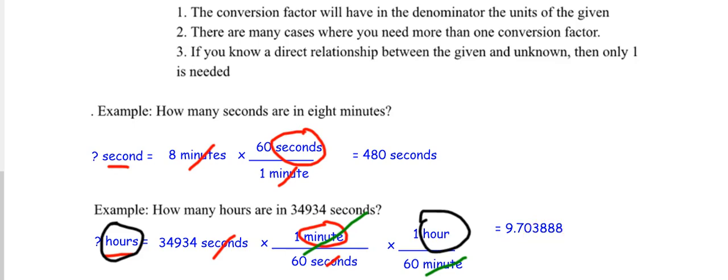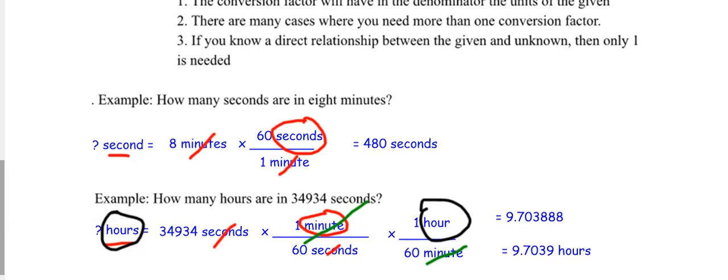Do I need to round up? Yes, I do. So there's my final answer. I have 5 sig figs, and that's 9.7039 hours. Okay, let's try it again. We keep practicing, don't we?